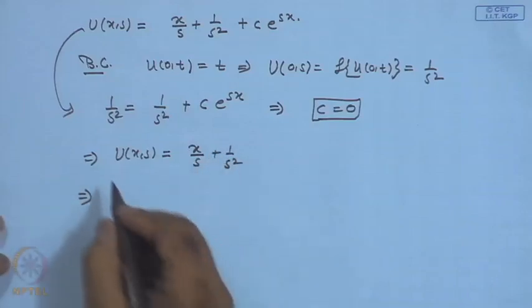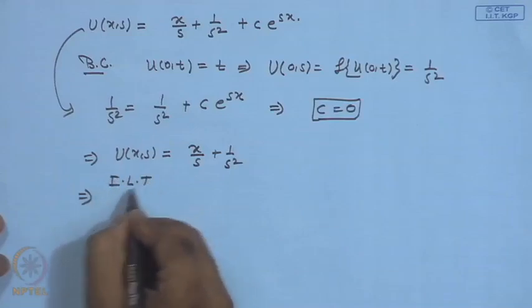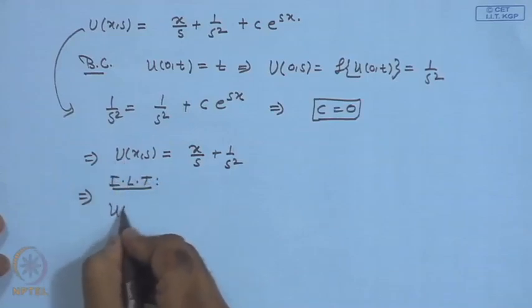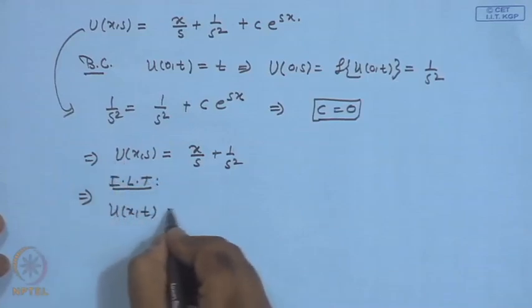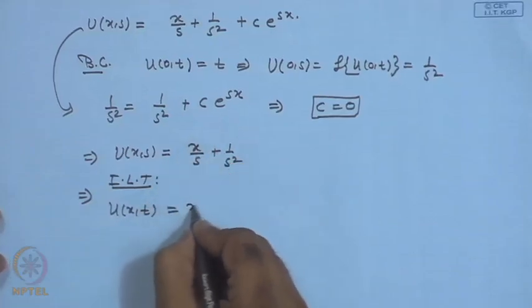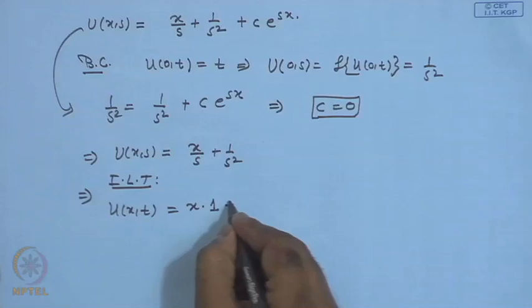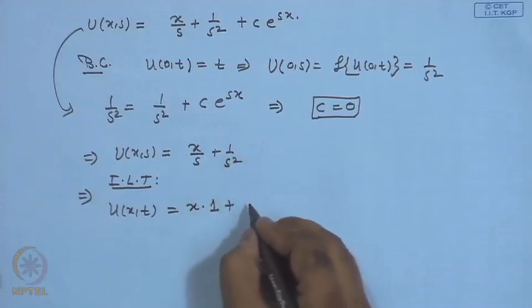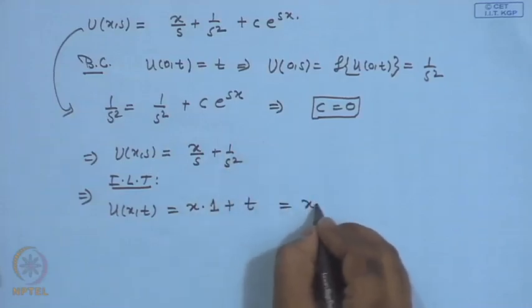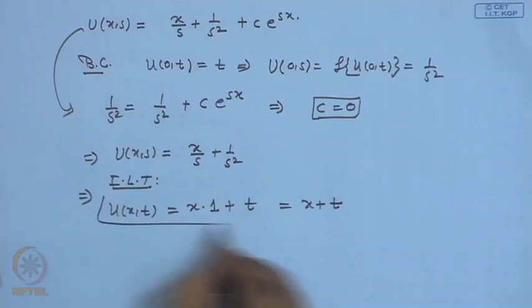And now we take the inverse Laplace transform to get the solution. We have u(x,t) equal to x times the Laplace inverse of 1 over s, which is 1, plus the Laplace inverse of 1 over s squared, which is t. So our solution is x plus t.